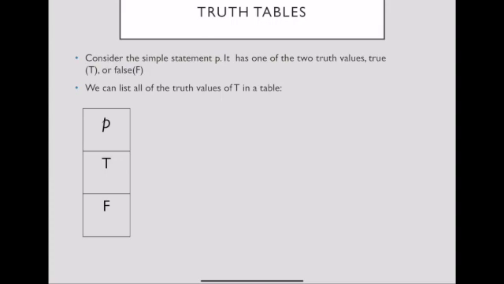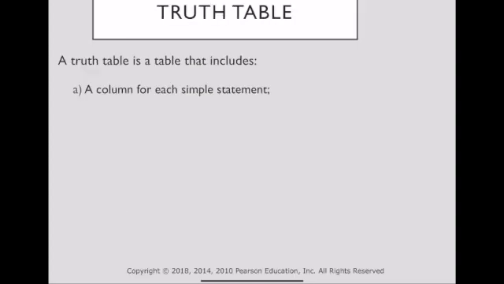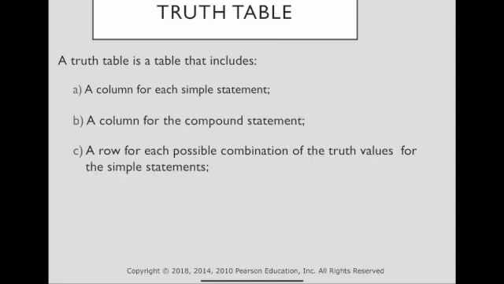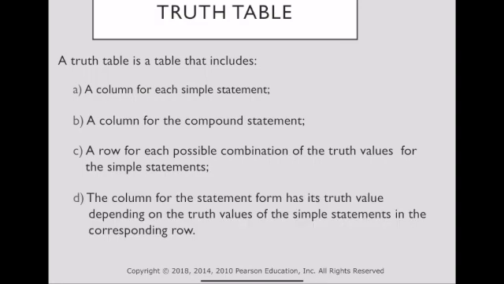So consider the sample statement P. It has one of two truth values, okay? It's either true or false. And we can list all the values of P in this table. A truth table is a table that includes a column for each simple statement, a column for the compound statement, a row for each possible combination of truth values for the simple statements, and a column for the statement form that has its truth value depending on the truth values of the simple statements in the corresponding row. So basically it fills out the compound statement.